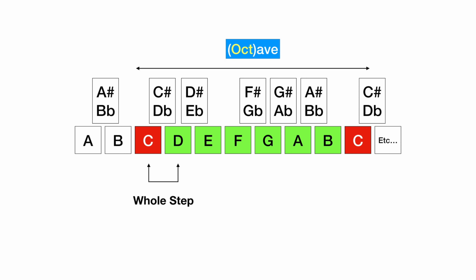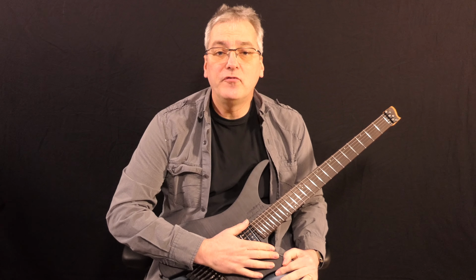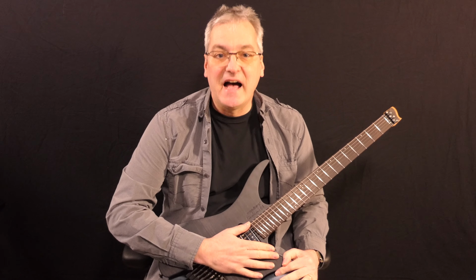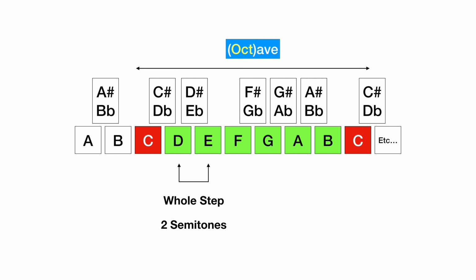As we move between C and D, we have to move a whole tone. We call this a whole step because it passes 2 semitones to get to D. One to get to C sharp or D flat, which we don't play in this key, and the next semitone up is D, which we do play. So a whole step means a distance of 2 semitones. As we move from D to E, it is exactly the same. It takes a whole step or 2 semitones to get to the next note of the major scale.